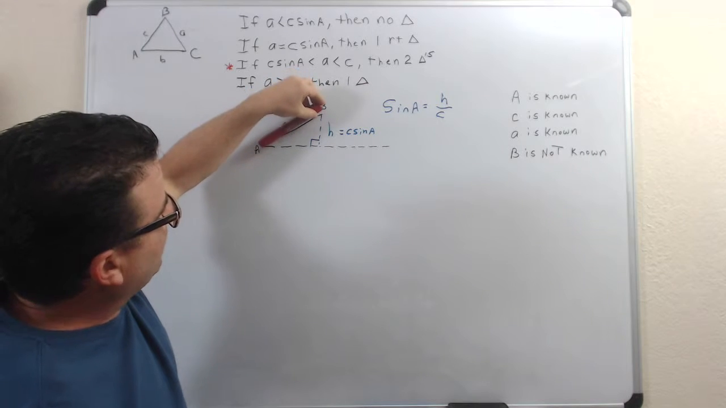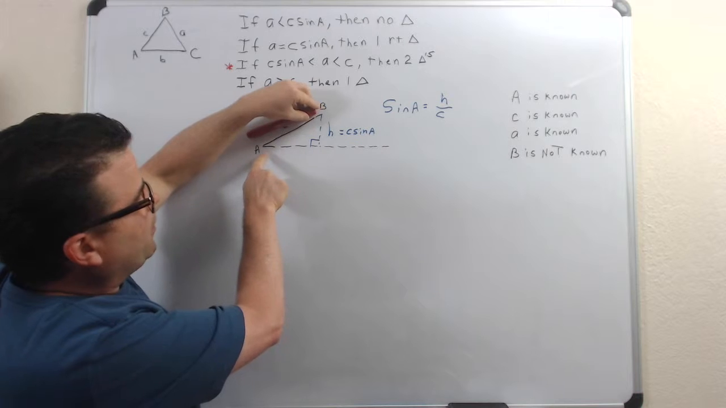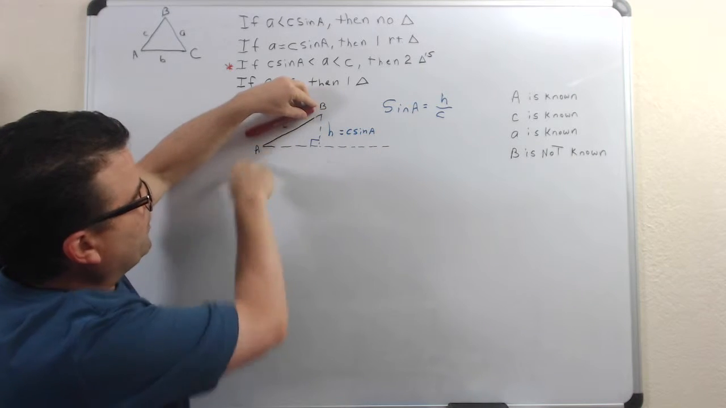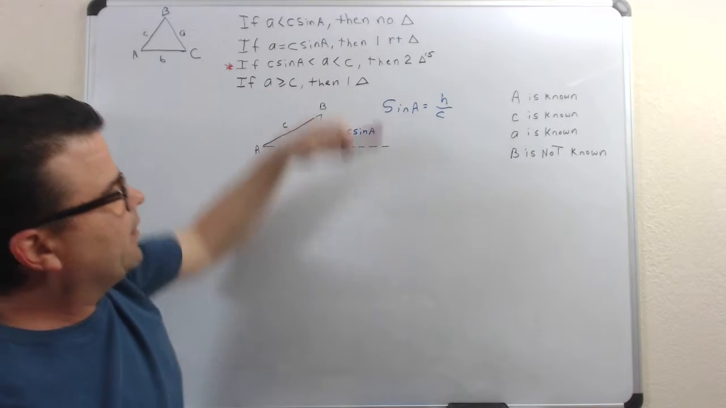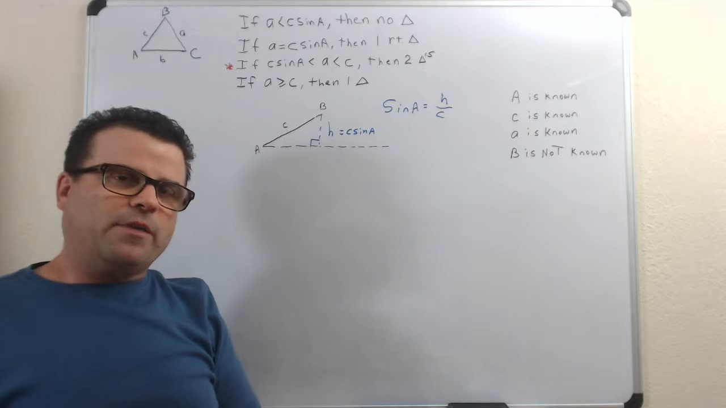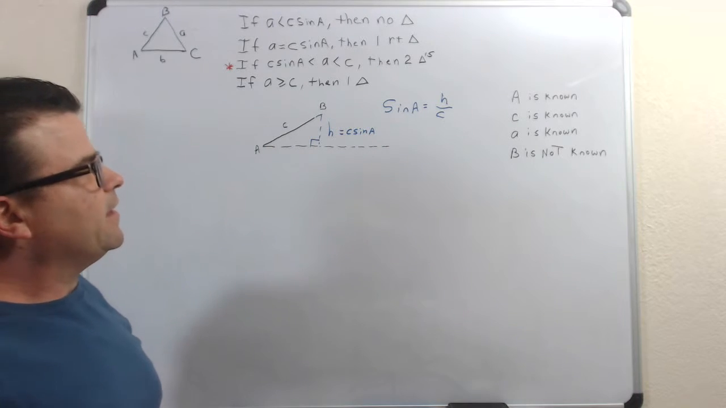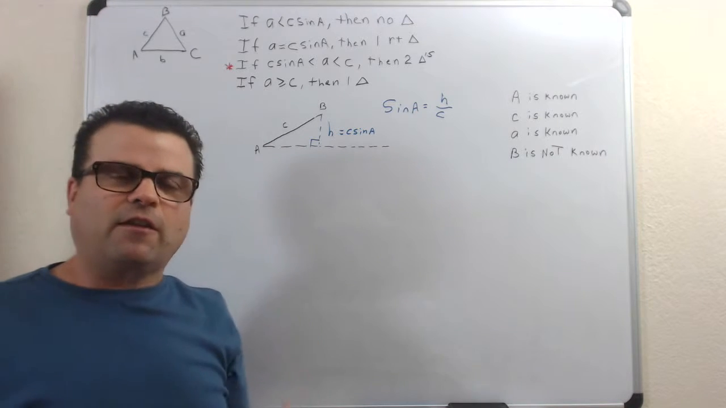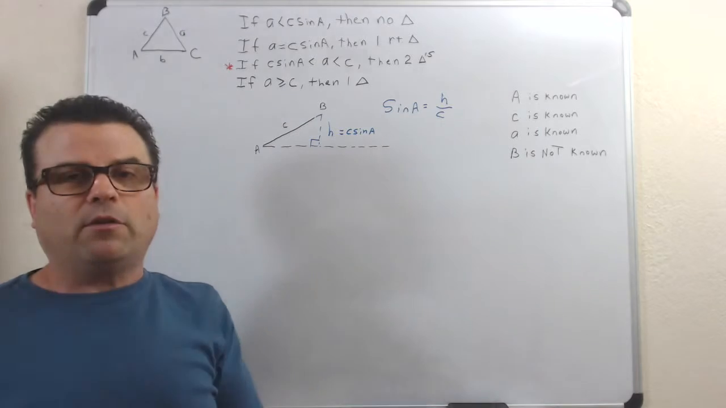If it's longer than C, then it would go up this way, and now angle A isn't even part of that triangle. That triangle is over here. So only one triangle would be possible, and it would be an acute triangle. I hope that makes sense, because that's exactly how you would think through these types of problems and think through what the possibilities are.